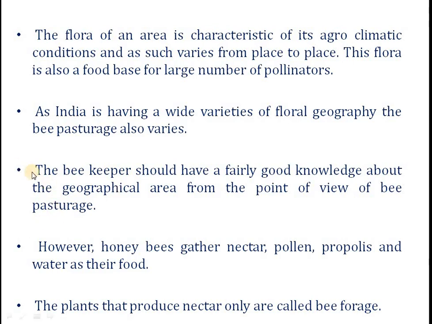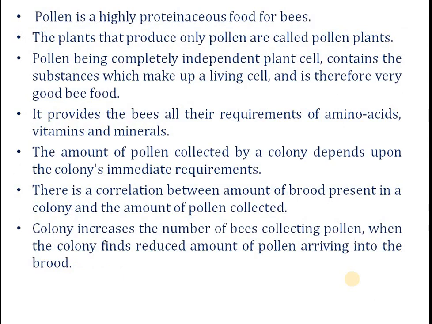Honeybees gather nectar, pollen, propolis and water as their food. The plants that produce only nectar we call bee forage. Pollen is a highly proteinaceous food for the bees. The plants that produce only pollen we call pollen plants. Pollen is a completely independent plant cell that contains the substances which make up a living cell and is therefore very good bee food. It provides the bees all their requirements of amino acids, vitamins and minerals.